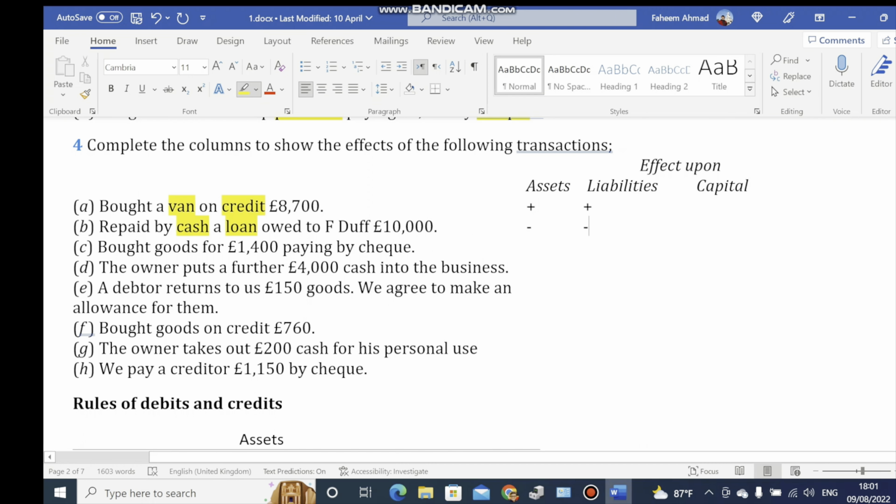Next, C. Bought goods for 1,400 pounds paying by check. I can identify two accounts, goods and check. So goods are assets, assets are increasing, paying by check. Bank balance is an asset and asset is decreasing.